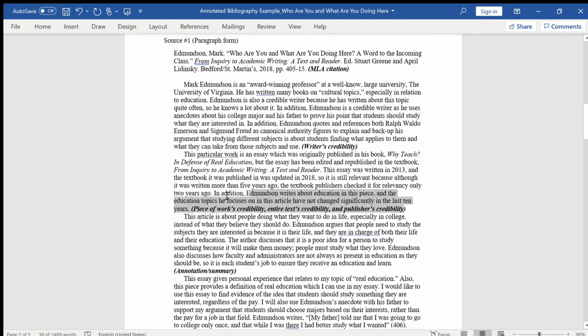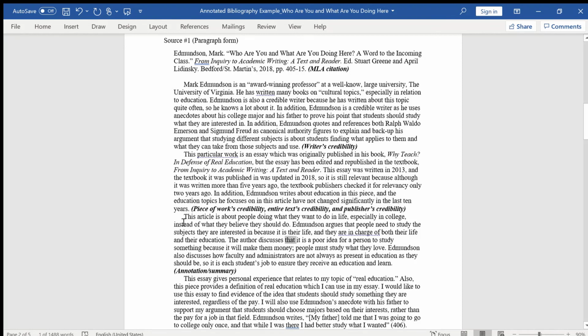And then I added this sentence here. In addition, Edmondson writes about education in this piece, and the education topics he focuses on in this article have not changed significantly in the last 10 years. So yes, education has changed, but the things that he's focusing on, I'm saying it hasn't changed. So it doesn't necessarily matter that this piece was written in 2013.